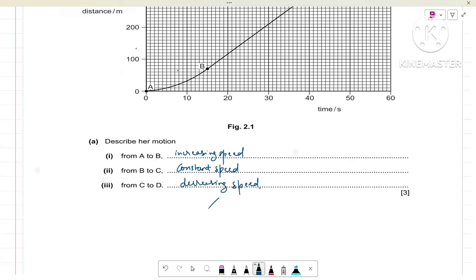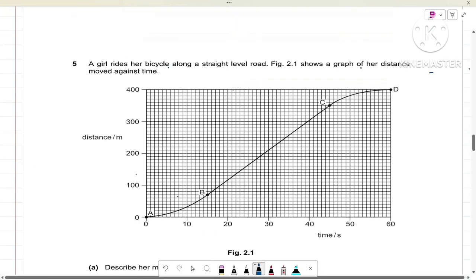Now another type of question will come where you have to find the speed from the graph. How to find the speed from the graph? Whenever you have to find the speed from a distance time graph and the graph is a straight line, you can take any 2 points on that straight line and find the gradient, and you will get the speed. For example, from B to C, speed is constant, so we can take any 2 points on the line. I am taking these two extreme points. This point will be 350.